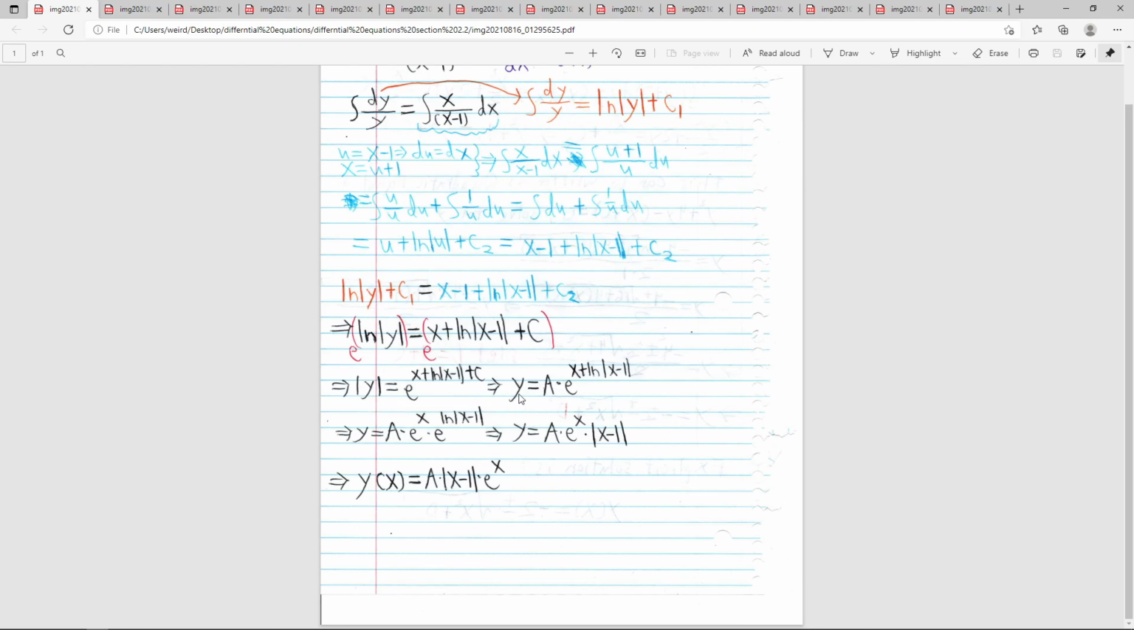Then later on, it gets simplified. We can do e to the x times e to the ln x minus 1. And then e to that power, you get times x minus 1. So really, you eliminate that by the exponential being raised. So it's y of x equals a times the absolute value x minus 1 times e to the x.